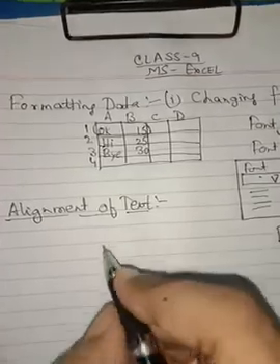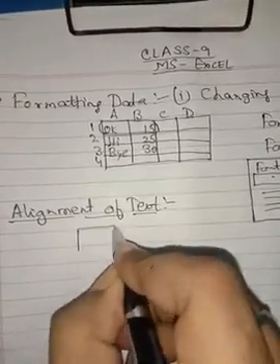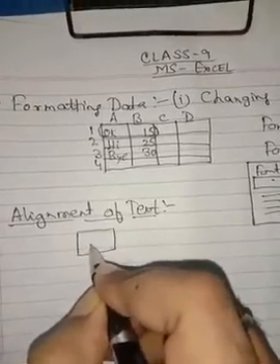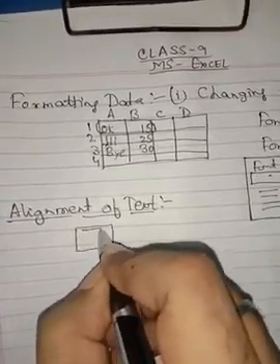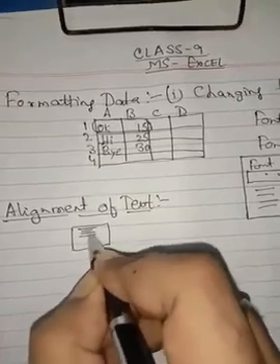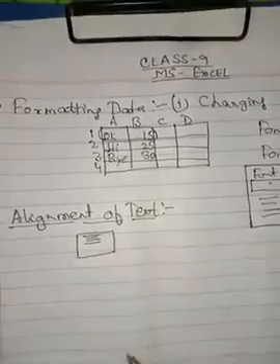So what does top align mean? Consider this as the cell and as a text. Whenever after selecting the text we click on top align, our content will remain over here in the top. Our content will start from the top. This is top align.